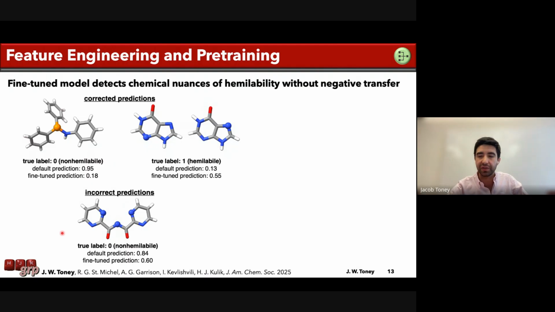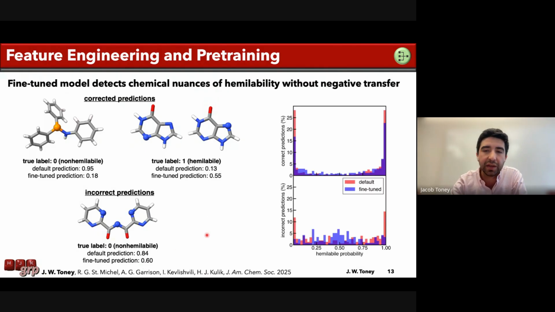The story is not perfect. There are still examples of ligands that are incorrectly classified, even after fine-tuning. An example is shown here where the true answer is 0. Our prediction goes from 0.84 down to 0.6 upon fine-tuning, so it's still incorrect. We see that the uncertainty is much higher, which makes sense qualitatively because this ligand looks a lot like terpyridine, which is the classic hemilabile ligand, but it's not hemilabile, likely due to the presence of these CO groups, which are rigid and prevent the rotation. So the model is expressing this uncertainty.